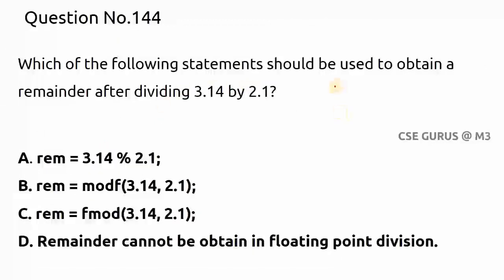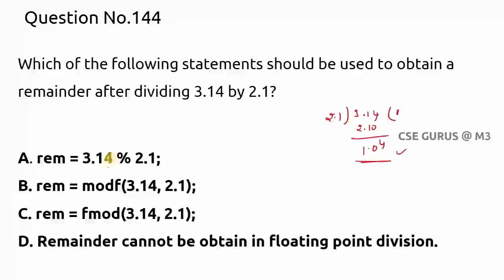Which of the following statements should be used to obtain a remainder after dividing 3.14 by 2.1? How to divide 3.14 by 2.1 actually? So 2.1 into 1, yes, you can take. 2.1 into 2, can I take? No. If it is 2.1 into 2, which is 4.2, crossing this one. So 2.1 into 1, it is 2.1. So the difference is 1.04. So actually 1.04 should be the answer.